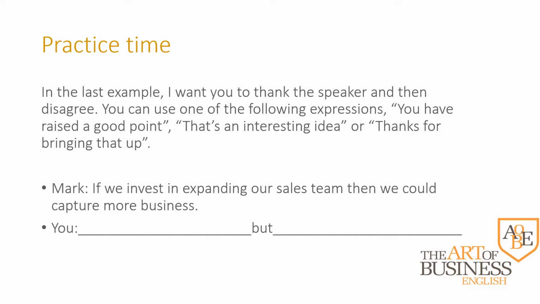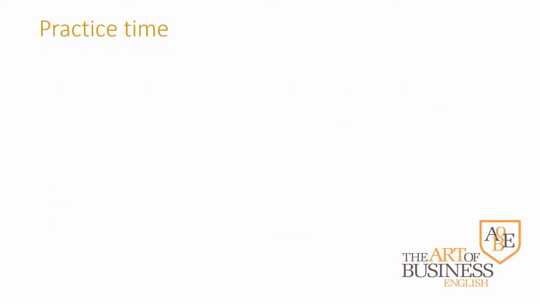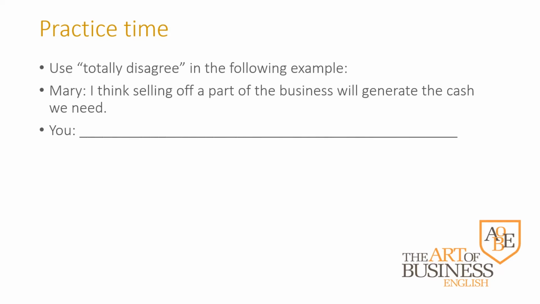Okay, now that we have our disagreeing politely practice done, let's look at practicing how to disagree more firmly. Okay, so to do that, we're going to look at these following sentences, same format. Okay, so first one, I want you to use totally disagree in the following example. I think selling off a part of the business will generate the cash we need.